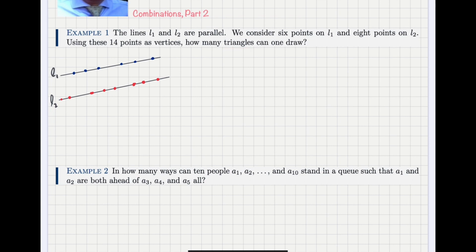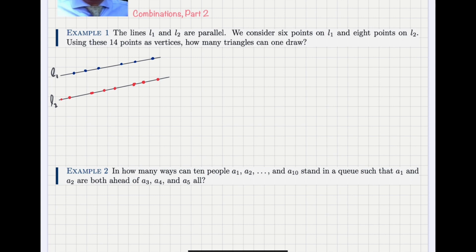For example, this is one possible triangle that I can draw. The vertices are these 3 points. Another triangle I can imagine is this triangle. Another possibility is to have this situation, this is what I mean. This is another triangle. So how many triangles do you think I can draw in the way that I just described for you? How should I start counting it?